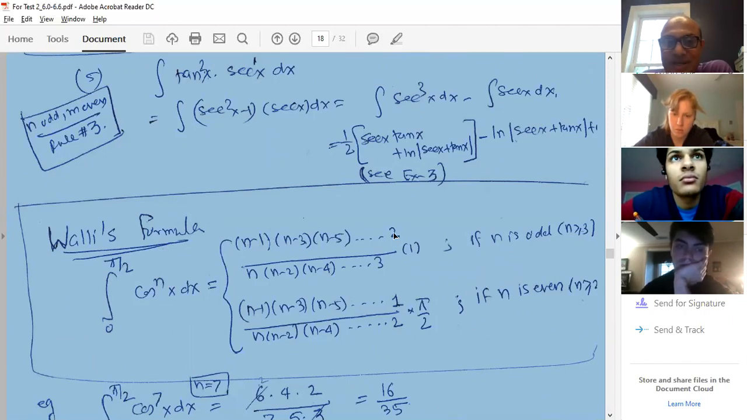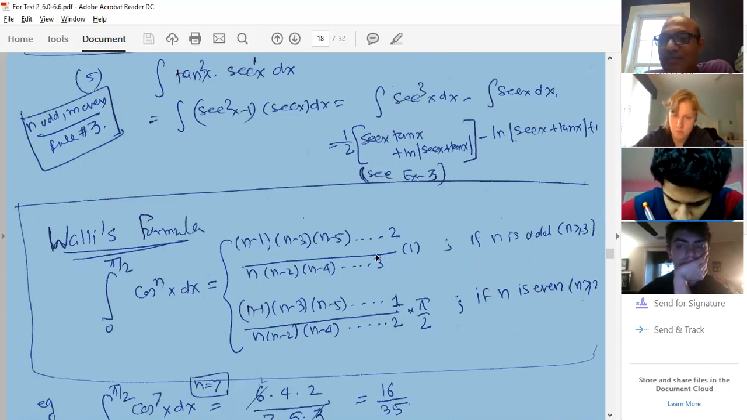I will let you know. And in the denominator, you have to start with the same power and then reduce by 2. N minus 2, n minus 4. So you can see here n minus 1, n minus 3, n minus 5 like this, all odd terms in the numerator, and n minus 2, 4, 6 in the denominator. Finally you will be getting 3. Definitely. But that is possible only if your n is an odd number, greater than or equal to 3.